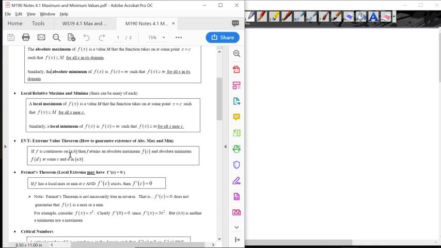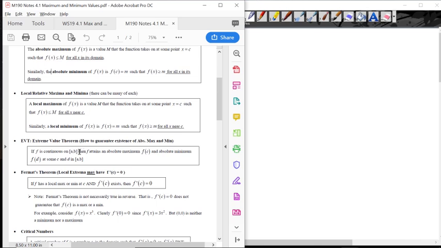An existence theorem in mathematics is a theorem which guarantees the existence of something. It doesn't tell you where it is necessarily. It doesn't locate it precisely, but it tells you that it exists. And then if you're interested in finding out where it is, you can go further and use other theorems in order to actually locate where it is. And we will do that. But the extreme value theorem tells us when we can be guaranteed that absolute extrema exist.